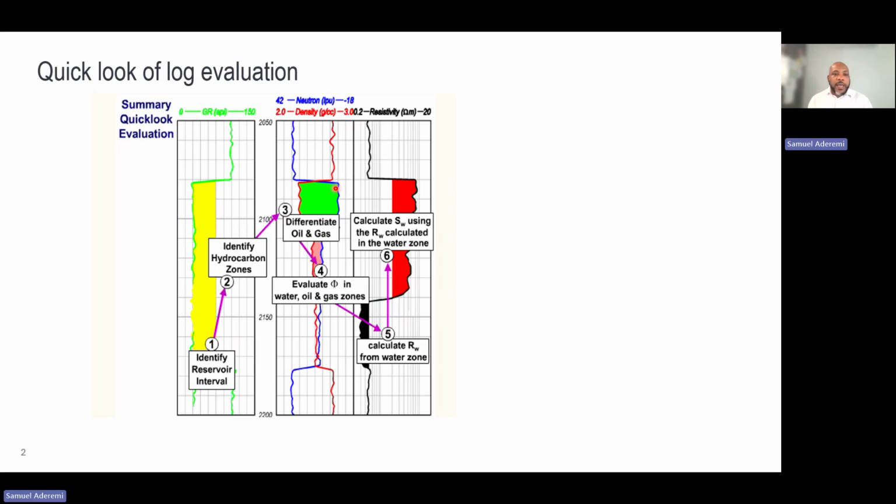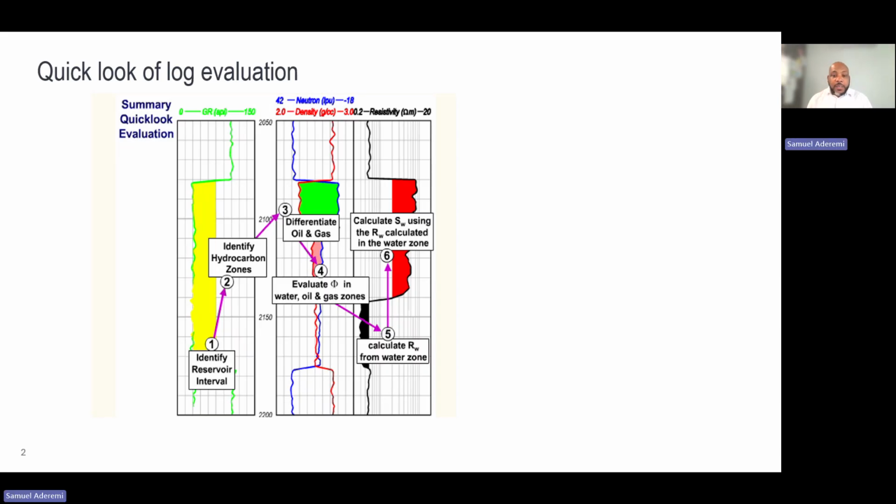But the moment these logs encounter the gas interval or the gas zone, there is the crossover. And this crossover is as a result of the decrease in the density, which we have seen here because of the presence of gas within the pores, and also the decrease in the neutron log. The decrease in the neutron log is associated with the fact that the tool measures the hydrogen concentration in the formation. Water and oil contain lots of hydrogen, so there is a high neutron porosity reading as a result of that.